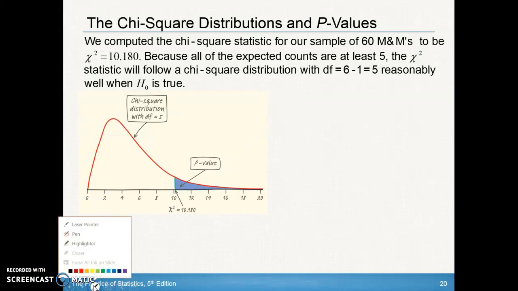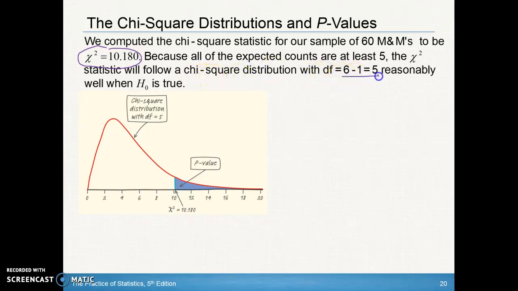Okay, so let's continue to look at the chi-square distribution, and at this point we're going to take a look at what the p-value actually means. So in the problem with the M&Ms, we computed the chi-square statistic to be 10.180. Because all of the expected counts for the chi-square statistic were at least 5, the chi-square statistic will follow a chi-square distribution.